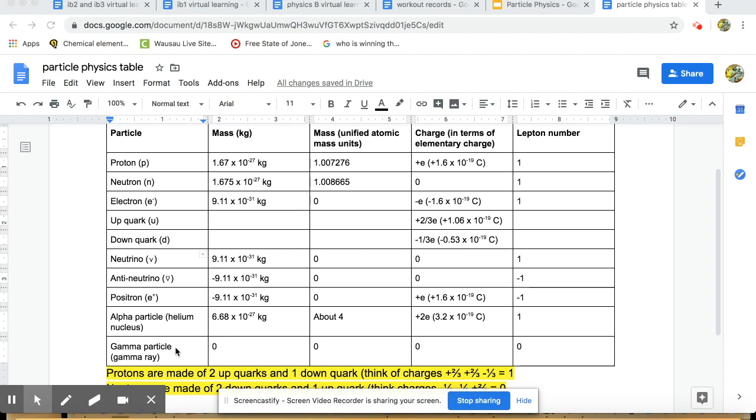A gamma particle is basically a high energy light radiation particle. It's massless and chargeless. It's just high energy radiation. You can think of it like a photon. A photon is a light particle that has basically 0 mass and 0 charge. So hopefully those help, and we're going to use these ideas when we start talking about nuclear reactions.